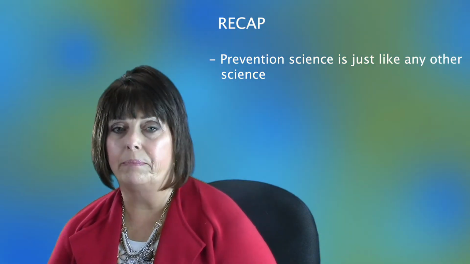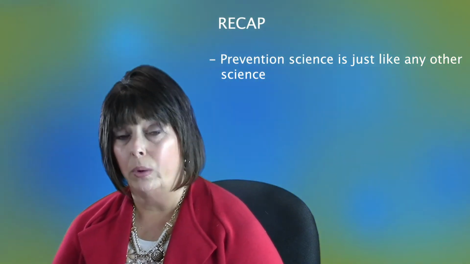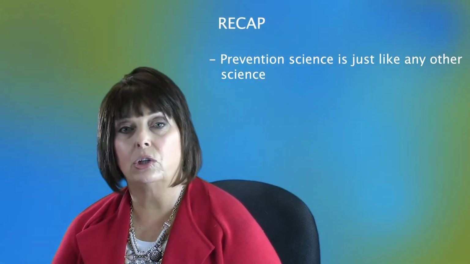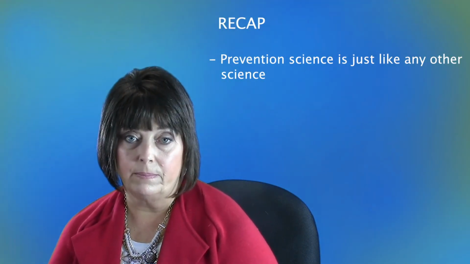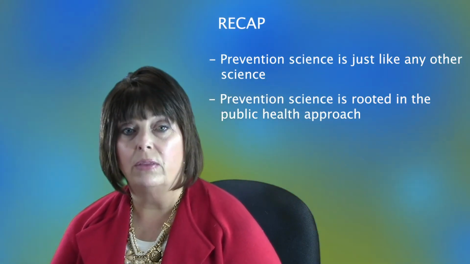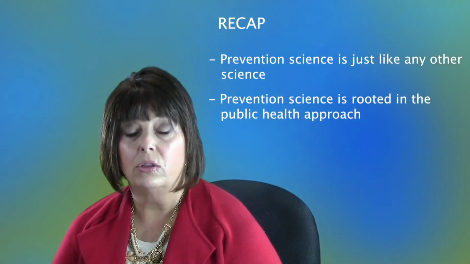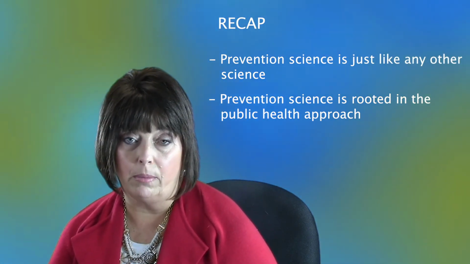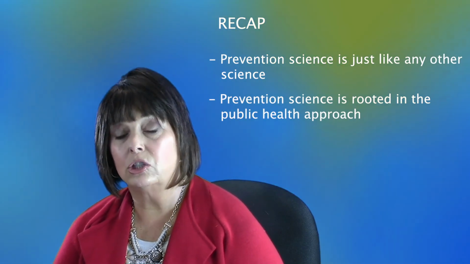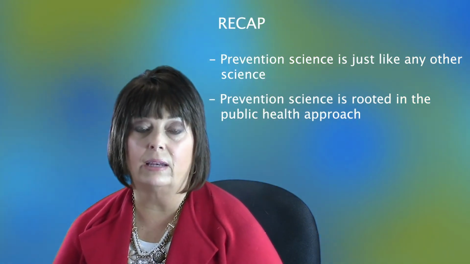So let's recap. Prevention science is just that, a science. We collect data to confirm observable results just as we do in any other branch of science. Prevention science is rooted in the public health approach that aims for large-scale, long-term impact by targeting the underlying causes of a health problem. Prevention programs are designed and tested to ensure they are effective and do not have unintended negative consequences.